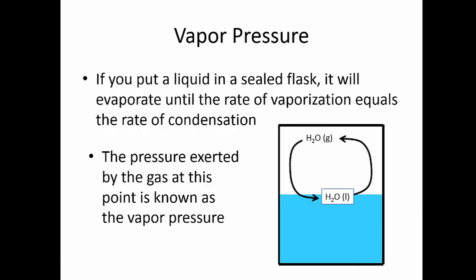Vapor pressure has to do with how much a liquid will evaporate. And so the way that you define vapor pressure is, imagine you put a liquid in a sealed flask. That liquid's going to evaporate, turning into a gas, until at some point the rate of vaporization equals the rate of condensation. So condensation is when your gas is turning back into a liquid. So at some point, if you let it sit for long enough, it's going to reach what we call equilibrium, where the liquid is turning into a gas at the same rate as the gas is turning back into a liquid. And if you stop at this point and measure the pressure exerted by the gas, that pressure is known as the vapor pressure of that liquid.